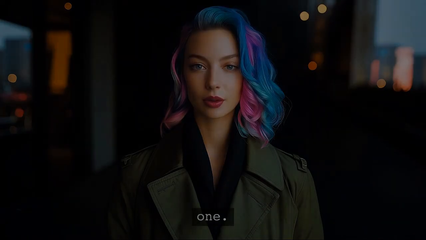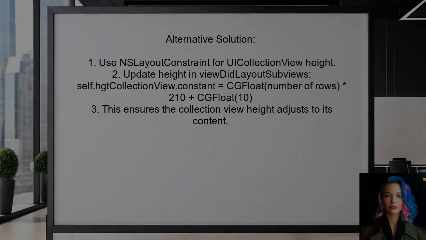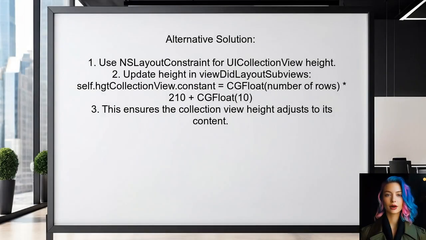Let's take a look at another one. An alternative solution provided by another user suggests adjusting the height of the UICollectionView dynamically. They recommend using an NSLayoutConstraint to set the height of the collection view and updating that constraint in the viewDidLayoutSubviews method. This way, the height will change based on the number of rows and ensure all content is visible.